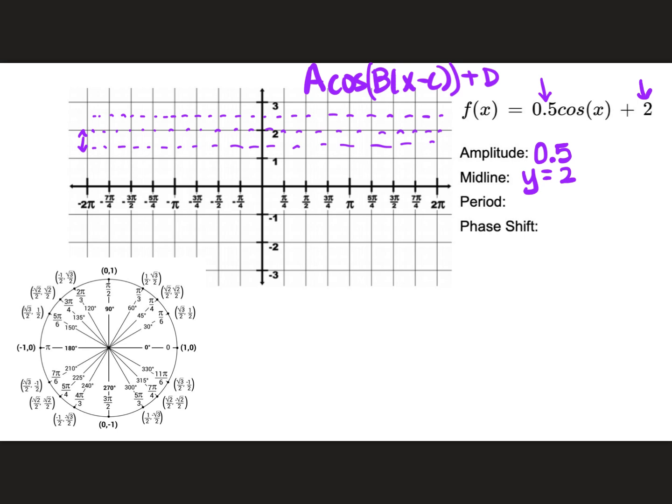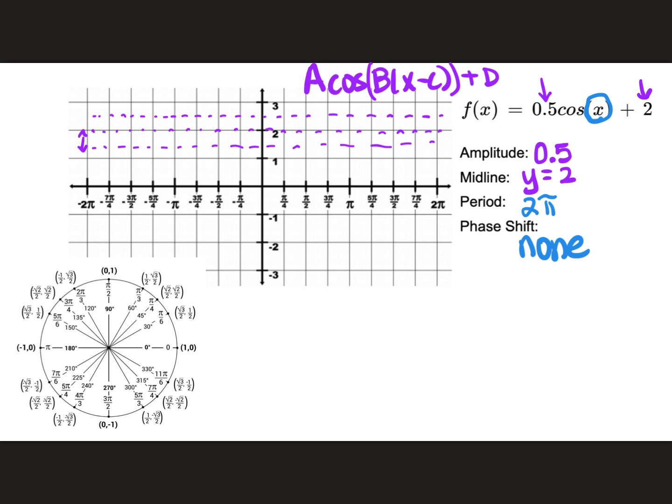Okay, if we go back to the function, you can see that the b value is 1, so there's no change in the period. It's going to stay 2 pi, which means we're going to get one full trip around the circle in 2 pi. That's going to help us. And then there is also no phase shift because there's no c. Now we're going to use what we know about the unit circle, use what we know about the parent function, and we can sketch this.